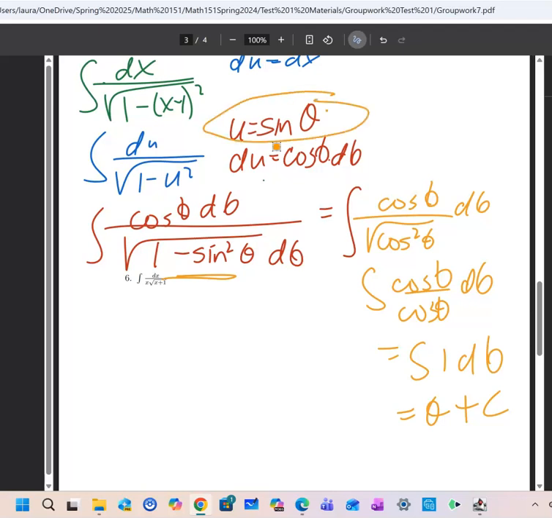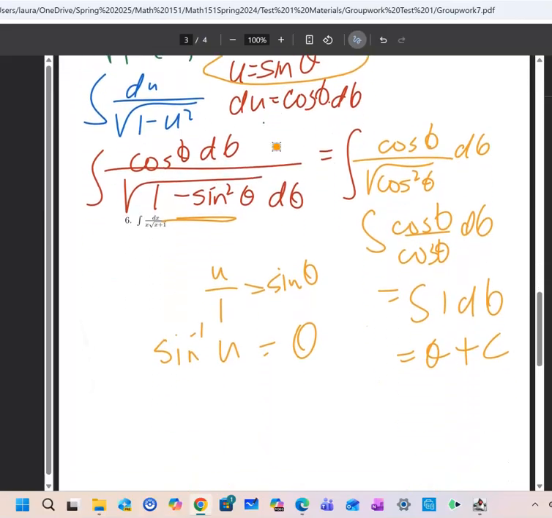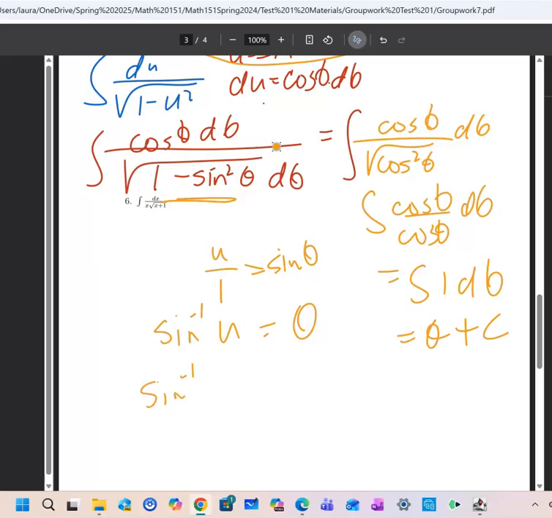So how do I solve for theta? I can take this: u over 1 is equal to sine of theta. Take the inverse sine of both sides. And so then I put the u back in, and the u is x minus 1. So this is inverse sine of x minus 1 plus a c.